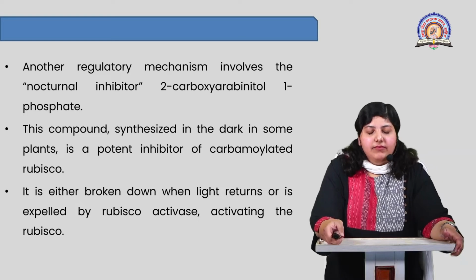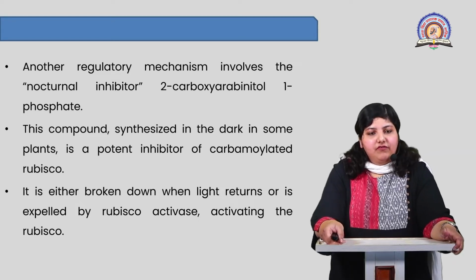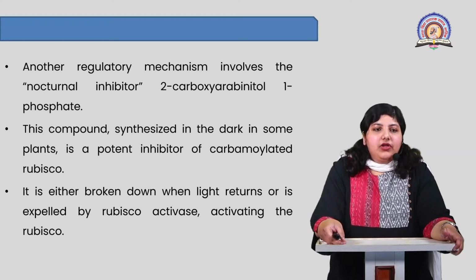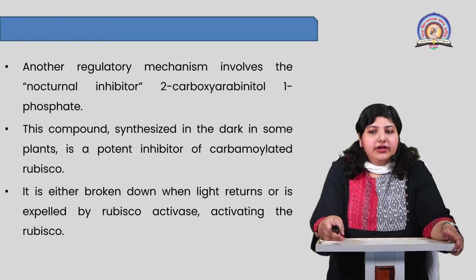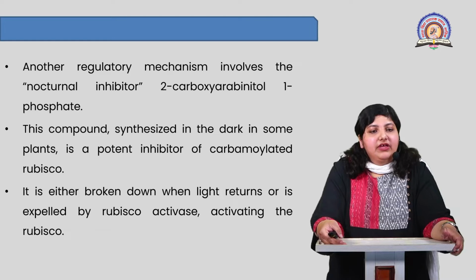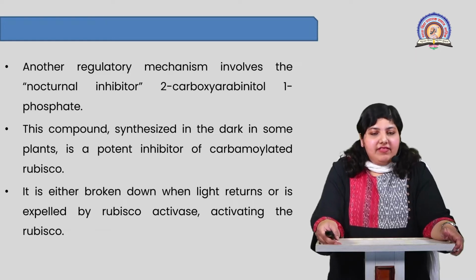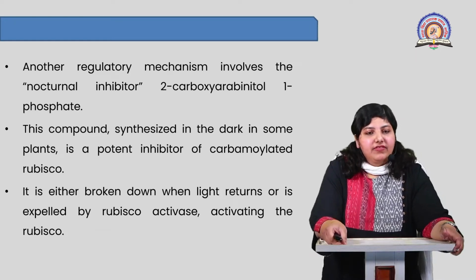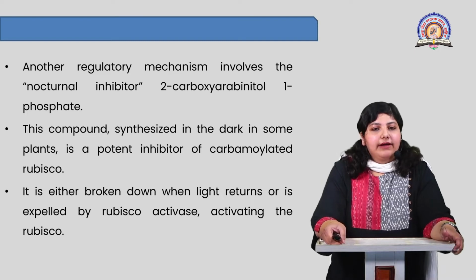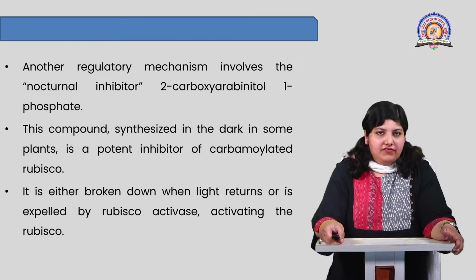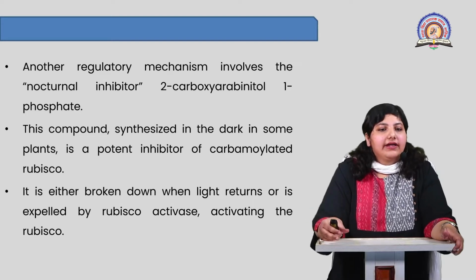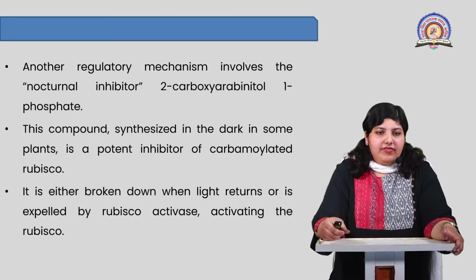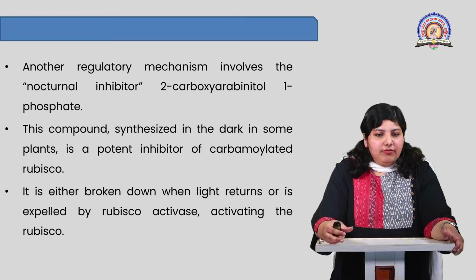Another mechanism is also there for the activation of Rubisco. What happens during the dark time? There is one inhibitor. It is a nocturnal inhibitor. Why? Because it inhibits the enzyme during dark. And which is this inhibitor? It is 2-carboxy-arabinitol 1-phosphate. So this molecule also binds on the active site of Rubisco enzyme, even plain Rubisco and carbamylated Rubisco also.